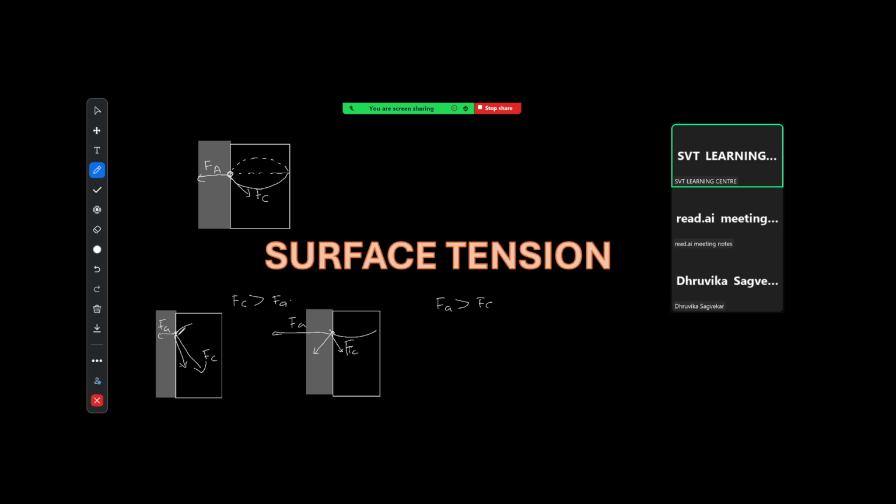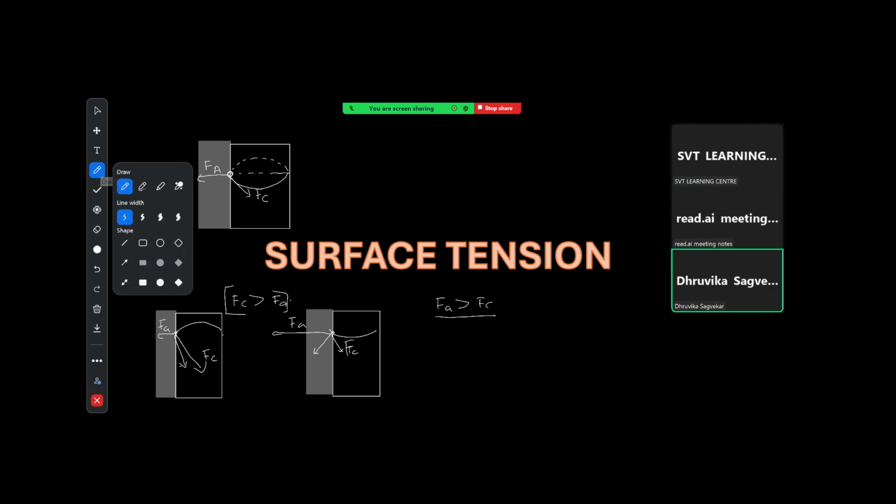हा असा वरती जाणार. It will go on the upper side. Here it will be on the lower side. So whenever force of cohesion is greater than force of adhesion, your meniscus will be convex. Whenever force of adhesion is greater than force of cohesion, it will be concave. Is this clear? Hello. Yes, sir.